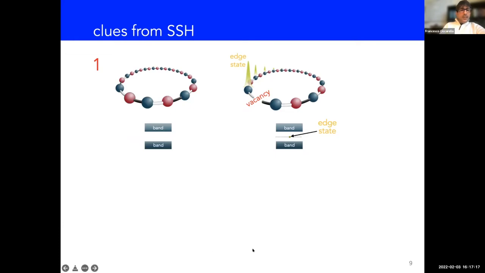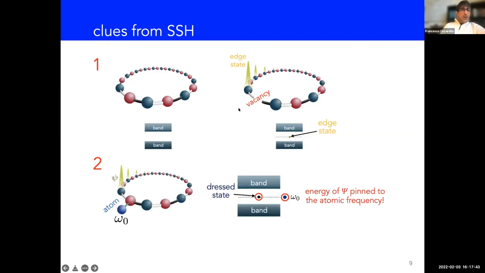One clue is that if you look at what I said before, namely that you have appearance of this dressed edge state, and look at the photonic wave function shape, it is just the same shape that you would have if, instead of breaking translational invariance through an atom, you break it through a vacancy, namely you introduce a vacancy in your lattice without any atoms. Second, and even more interesting, clue is that, as I said, if you tune the atom frequency right in the middle of a band gap, then a dressed topologically protected edge state will appear again at the middle of the band gap, and this is just the same frequency as the atom.